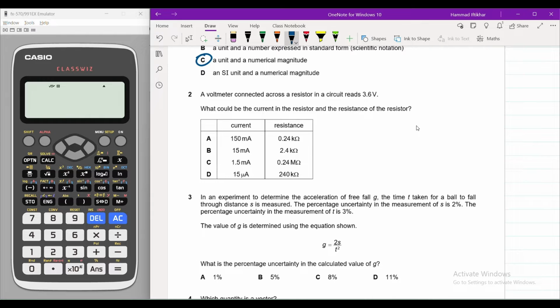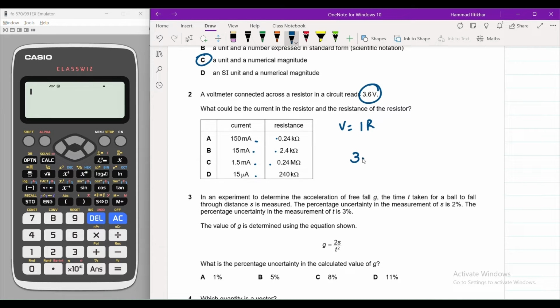A voltmeter connected across a resistor in a circuit reads 3.6 volts. What could be the current in the resistor and the resistance of the resistor? So we know that V is equal to IR. So the product of current and resistance should be equal to 3.6. Now if you look at all of these, we have to take care of the prefixes over here. The prefixes should be able to give us 3.6 exactly.